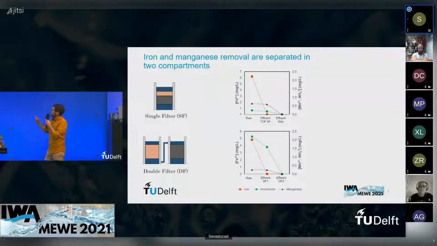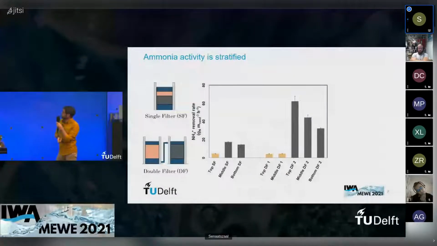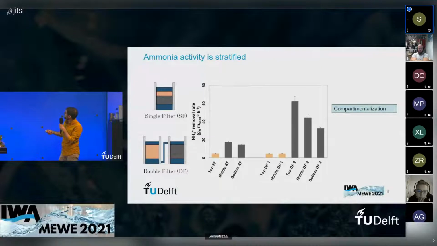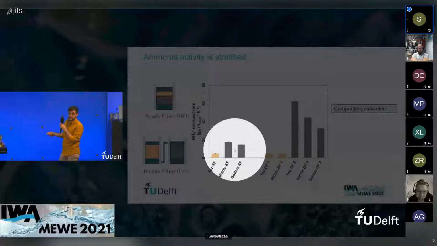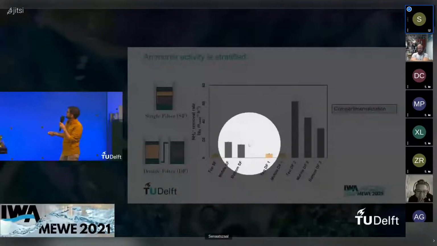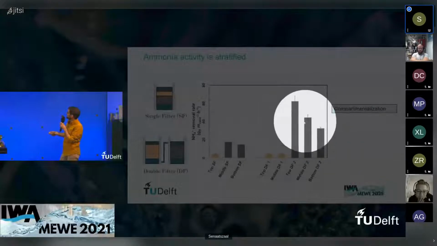To follow a bit more where exactly the process happens, I'm going to focus now on the removal of ammonia. What we did is we took the sand samples at different heights, and we incubated them in batches with ammonia to see which was the ammonia removal capacity at each height of the filter. And this is what I'm going to show right now. We see that, again, the same compartmentalization. In the first sections, we see very little ammonia removal, in line with the concentration plots I showed before. And in the second sections, we see very high ammonia removal.